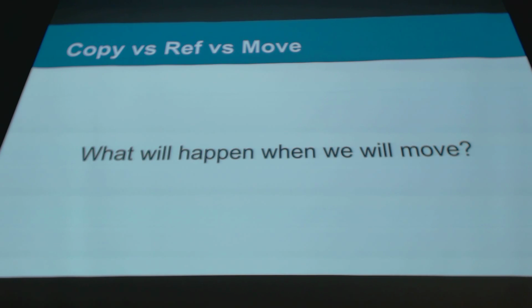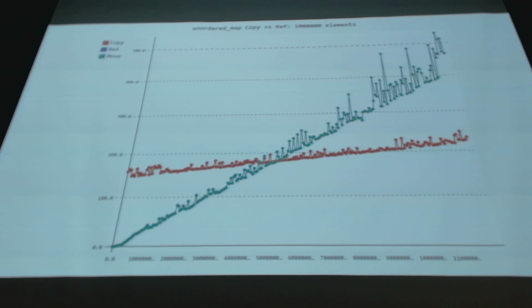Okay, so I tried to move things, and it turns out I got something like this. And the green one is a move, so it's the same as when I take it by reference, right? And it doesn't make any sense, right? I didn't pay for a copy, right? But still, in the summary, it was slower, right? The iteration over the thing was much slower.